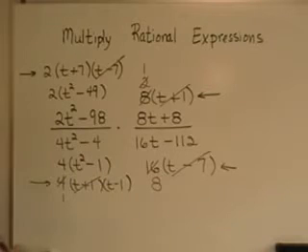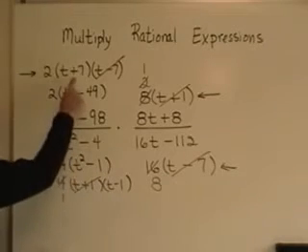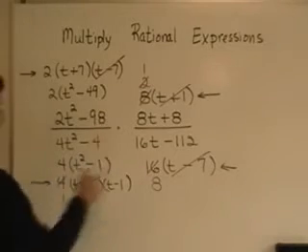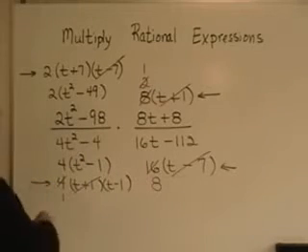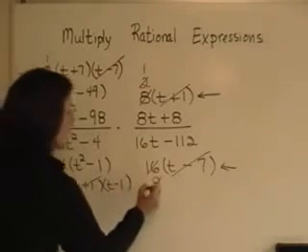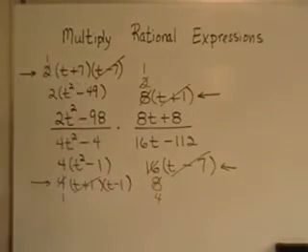I do not see any more binomials that can be reduced. For example, this t plus 7 and this t minus 1 cannot be reduced. Oh, I do see, I just noticed this, the 2 and the 8. Again, if I didn't catch it just now, I could do it later. 2 goes into here once, and 2 goes into here 4 times. So I've gotten rid of my numerical factors upstairs.